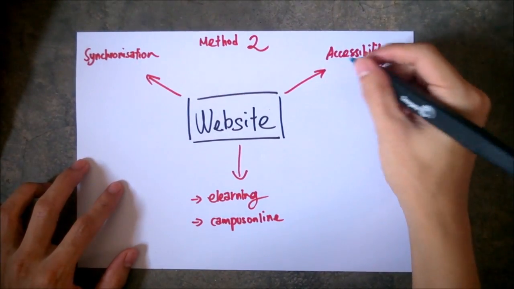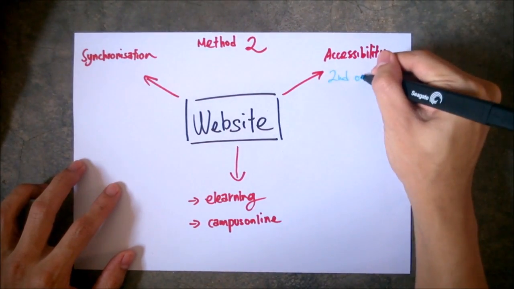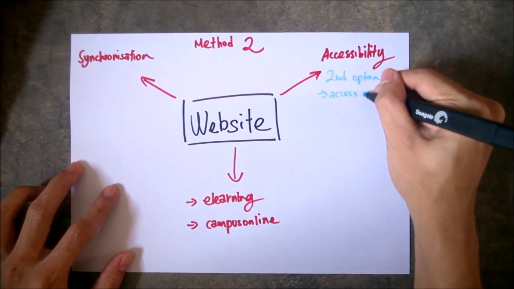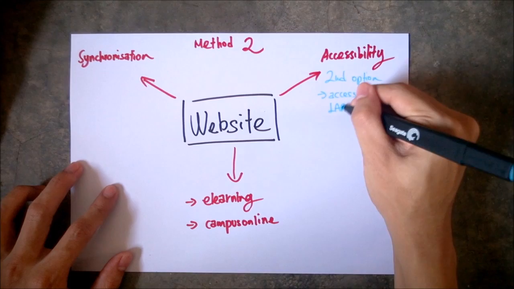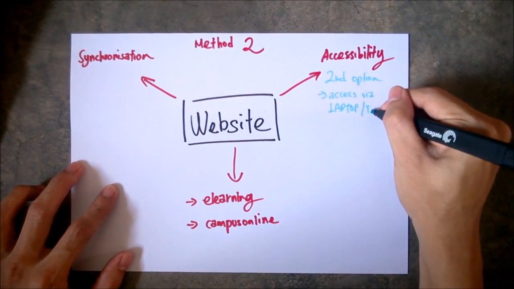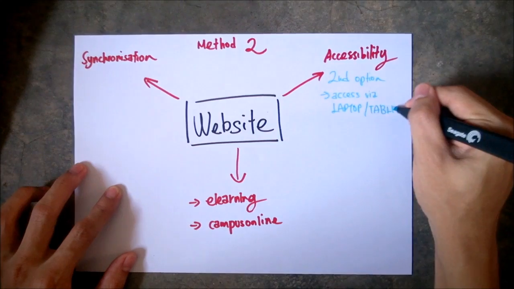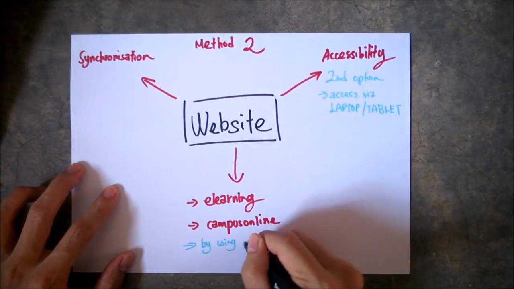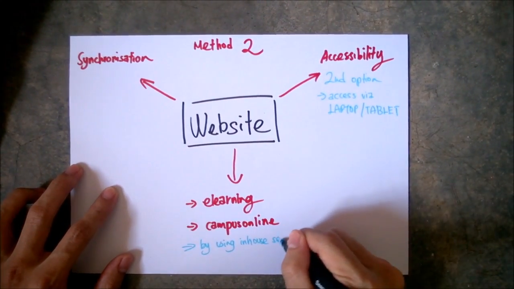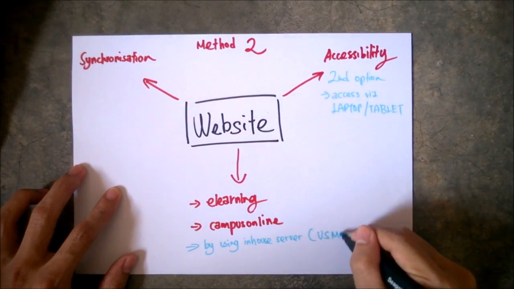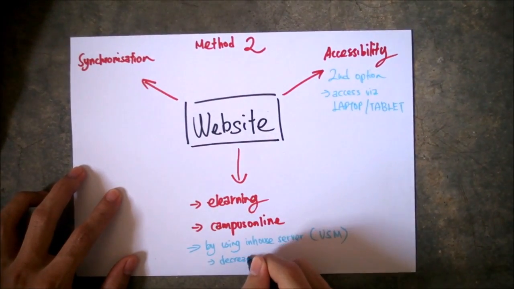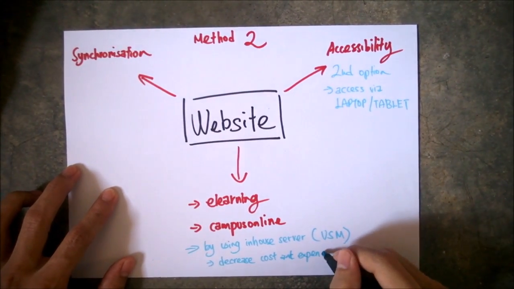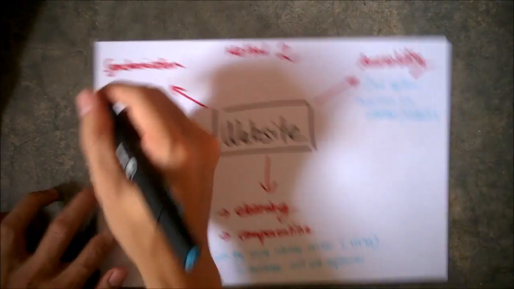Other than the mobile app, there is another option, which is using a website. This is to increase accessibility for those who prefer to use a laptop or look at a bigger screen; they can choose to access the application through the website. The website is also connected to e-learning as well as campus online. By connecting to these two sites, it uses our in-house server to obtain and update the information. By using the in-house server, we decrease the cost of our product as the server is already there.